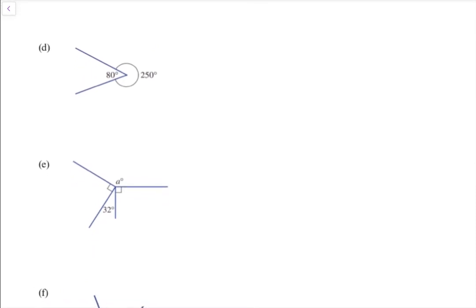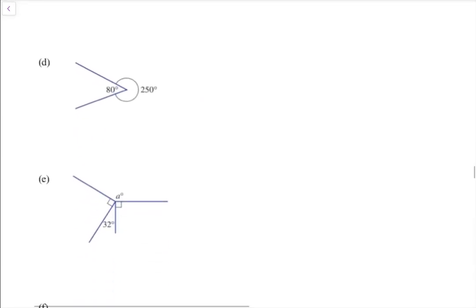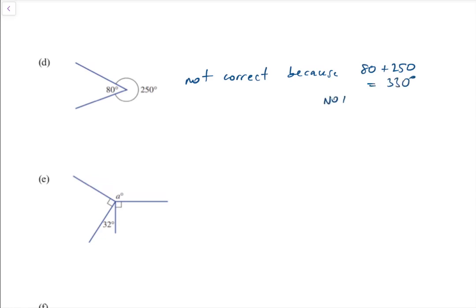Part D doesn't have a pronumeral in it either, but part C is correct because the angles add up to 360. If I look at part D, it's not correct because 80 plus 250 equals 330, which is not a full revolution. It's really poorly worded, that question, because it says to find the pronumeral. There are no pronumerals, but that is a nonsense question. Doesn't make sense.